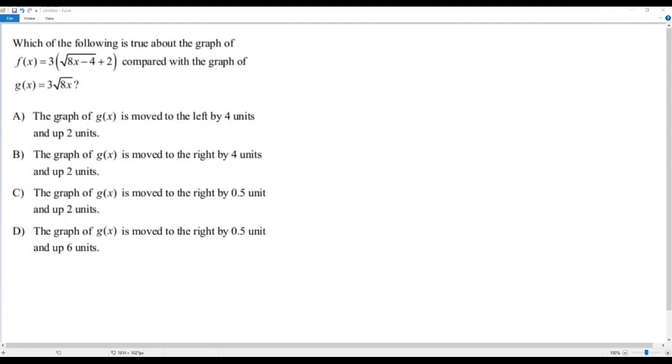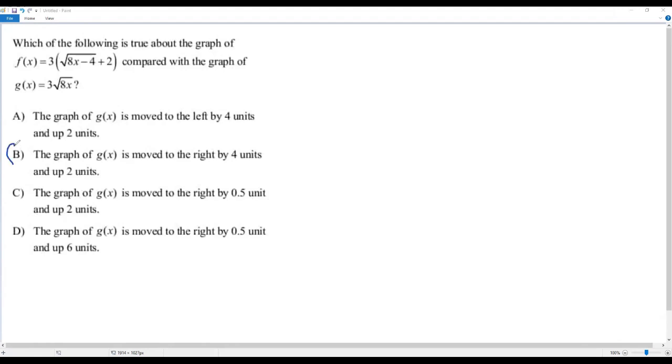When I go over answer choice A, the graph of g of x is moved to the left by 4 units and up by 2 units. That is, two transformations have been applied on the graph of the function g of x to get the graph of the function f of x. That is a horizontal translation to the left by 4 units and a vertical translation up by 2 units.